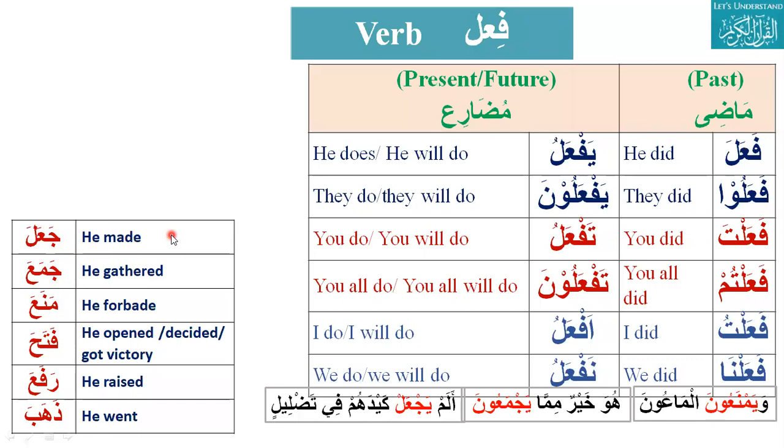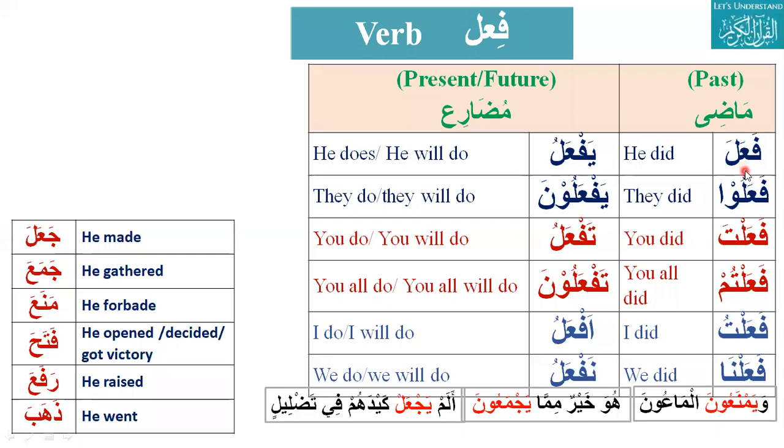So we have started with the attached pronoun, detached, then attached pronouns, and then the table. And now you will see that a lot of things we have almost covered. So just ja'ala, he made. Jama'a, he gathered. Mana'a, he forbade. Fataha, he opened. Rafa'a, he raised. Zahaba, he went. So we will repeat these words again. So okay, go ahead, Ubaid.